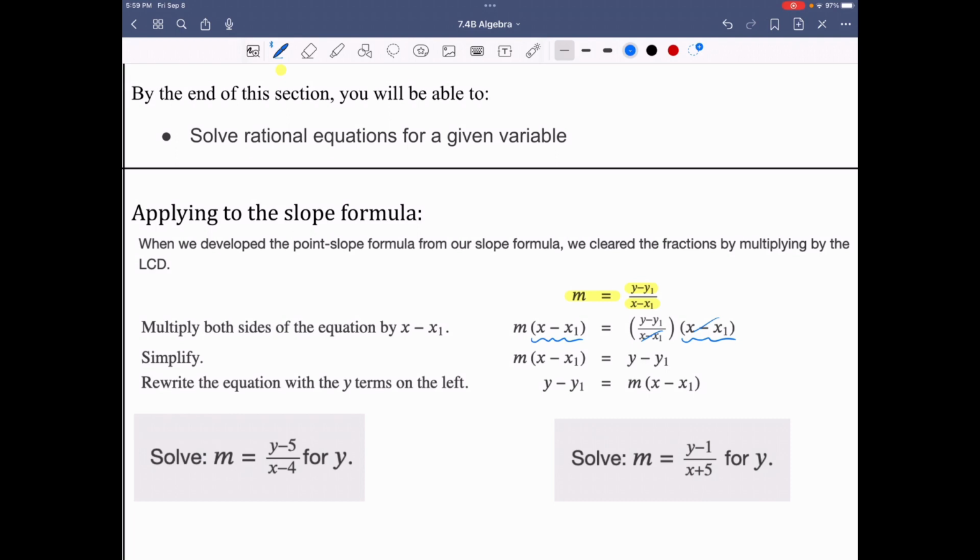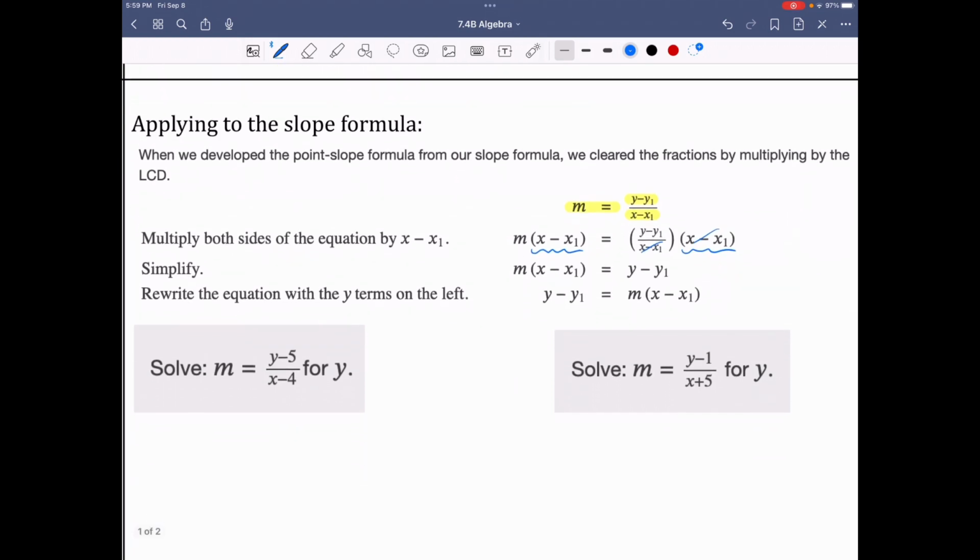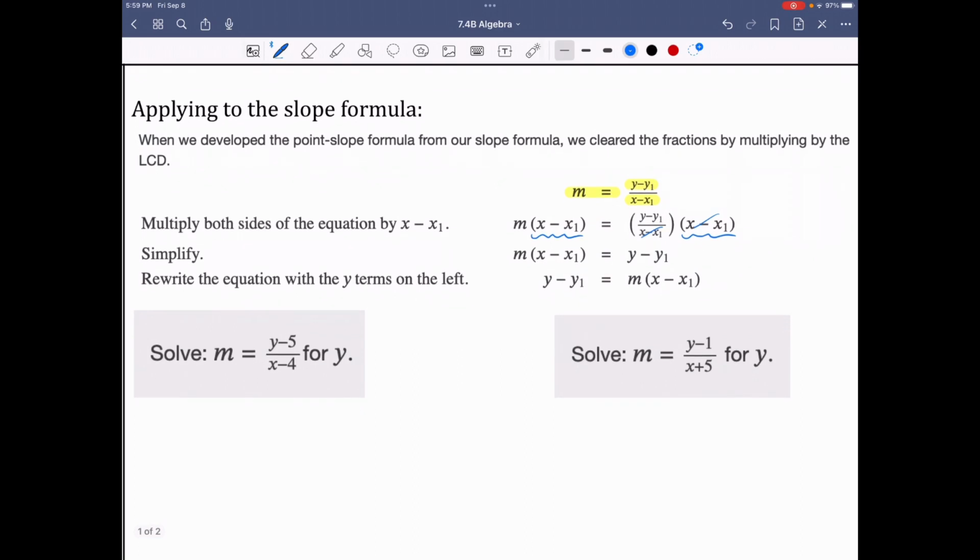So solving rational equations applies to the slope formula and other formulas also. In this first example, we are going to solve for y.